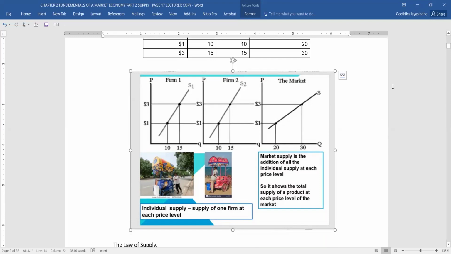It doesn't have to be beautiful, but it has to be clear. And how do we get the market supply? It is the horizontal summation of the individual supply of each firm at each price level.